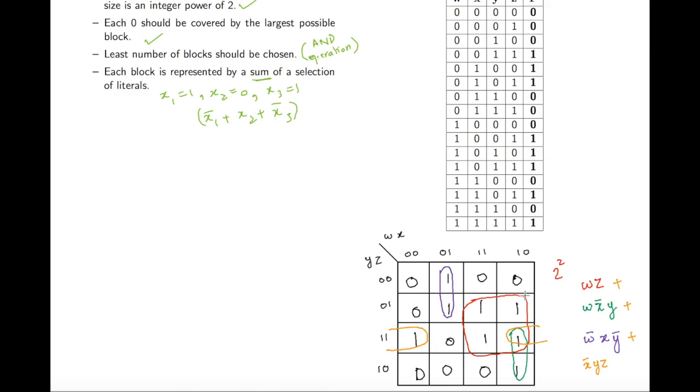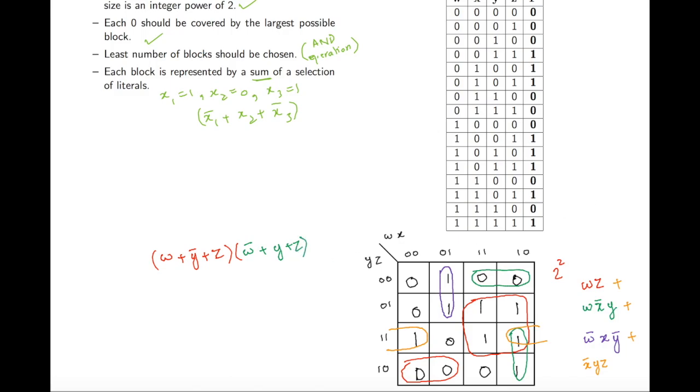Now let's talk about the product of sum representation. Let's choose this one first. This one is w is equal to 0, y is equal to 1, and z is equal to 0. So w is equal to 0 means w plus y bar plus z. Then let's choose this one now. This one is w is equal to 1 and y and z both 0. So w bar plus y plus z.